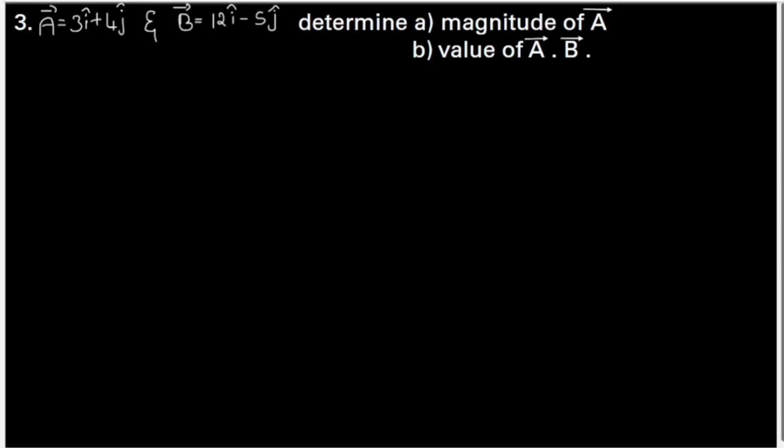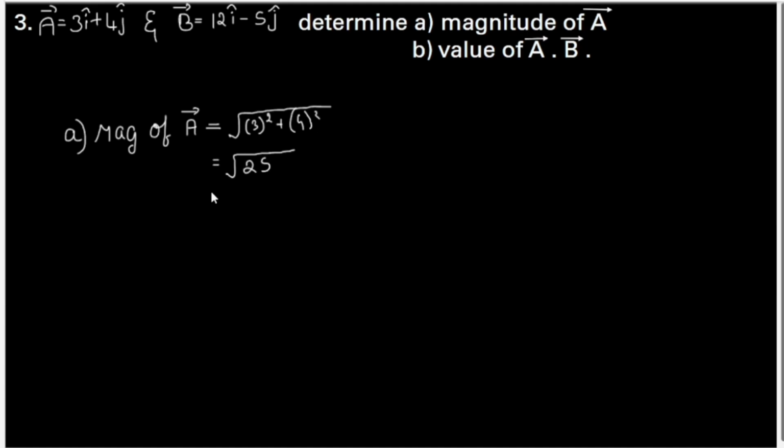Third question. A vector is equal to 3i cap plus 4j cap and B vector is equal to 12i cap minus 5j cap. Determine the magnitude of A vector, and the value of A vector dot B vector. To determine the magnitude of A vector, we take the square root of the sum of squares of its components and get root of 3 square plus 4 square, which gives us root of 25. Root of 25 is 5.